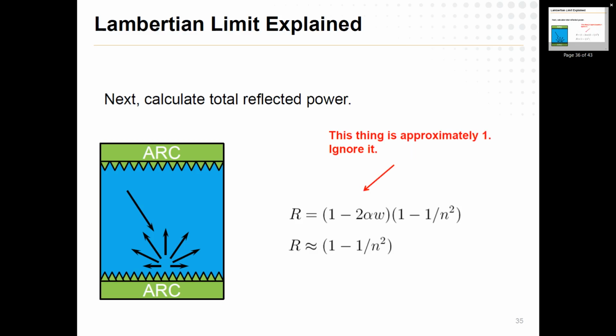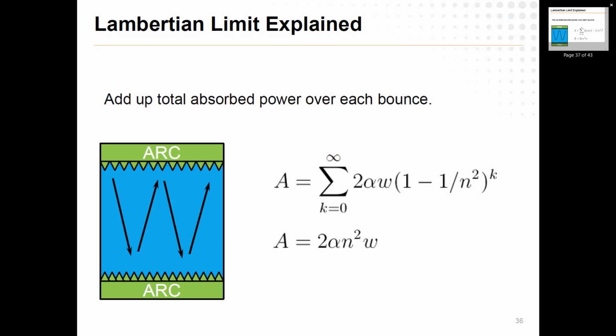And then you do some approximations, because remember, this thing is really, really tiny, so it's approximately that. And then you repeat over and over again, an infinite series. And this is actually a simple geometric series that you just carry out to infinity and forever. And what you find is my total absorption factor is 2 alpha n squared w. So in other words, my path length enhancement is 2n squared.